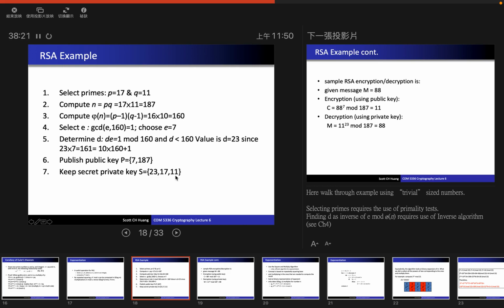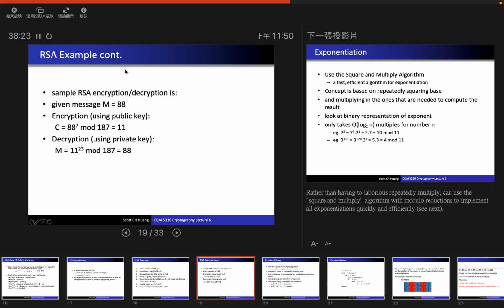Okay. Encryption. Now let's show that even if the plain text is not relatively prime with n, it still works. So I deliberately chose the secret message to be 88. This 88 is not relatively prime with 187.